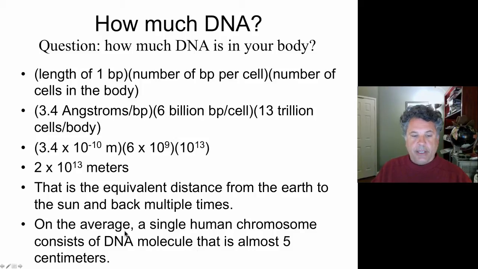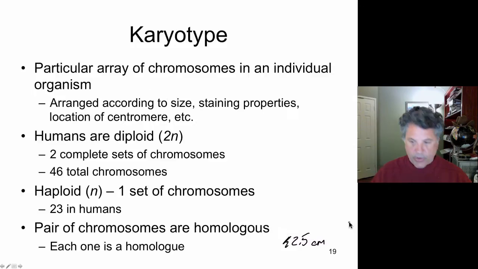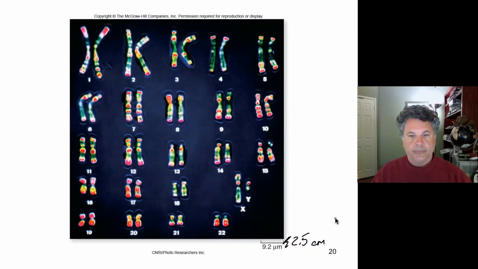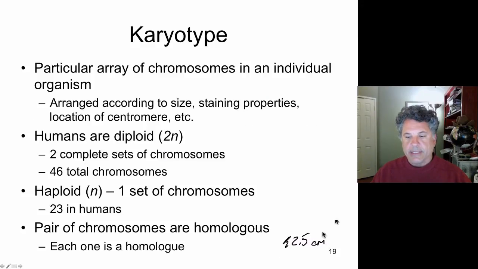On average, a single human chromosome can consist of a DNA molecule that is almost 5 centimeters. Actually, it should be 2.5 centimeters. Let me change that. That should be about 2.5 centimeters. So if we isolated the average human chromosome, that would be about 2.5 centimeters. Some chromosomes are much shorter than that and others are longer.